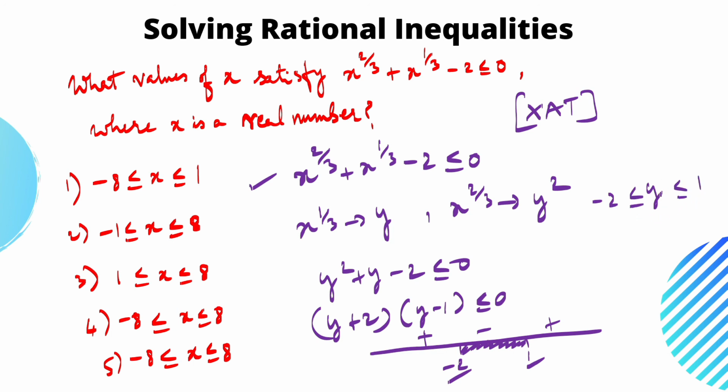So what is y here? y is x power 1 by 3, right? So minus 2 less than or equal to x power 1 by 3, this is less than or equal to 1. We assumed x power 1 by 3 as y, so just cube this. If we cube this, it will be minus 8 less than or equal to x less than or equal to 1, because we are asked to find the range of x, right? So minus 8 and 1, what is the option? Option 1. Option 1 is the answer.